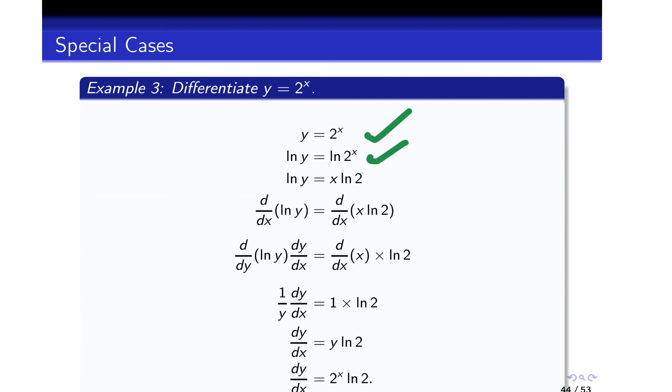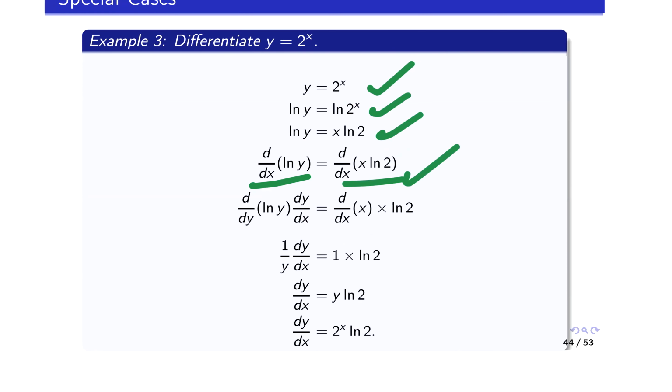The next thing, you can differentiate both sides. So you have d/dx of ln y, d/dx of x ln 2, right? And d/dx of ln y cannot go straight, so you have to do d/dy of ln y multiplied by dy/dx. And then you have d/dx of x, and ln 2 is constant, so you can keep it aside. So d/dy of ln y is 1 over y dy/dx. d/dx of x is 1 times ln 2, which is constant. So you have 1 over y dy/dx equals 1 times ln 2. So 1 times ln 2 is ln 2.